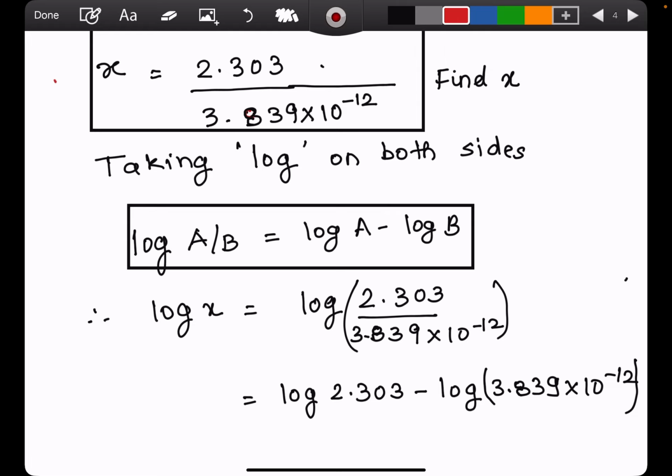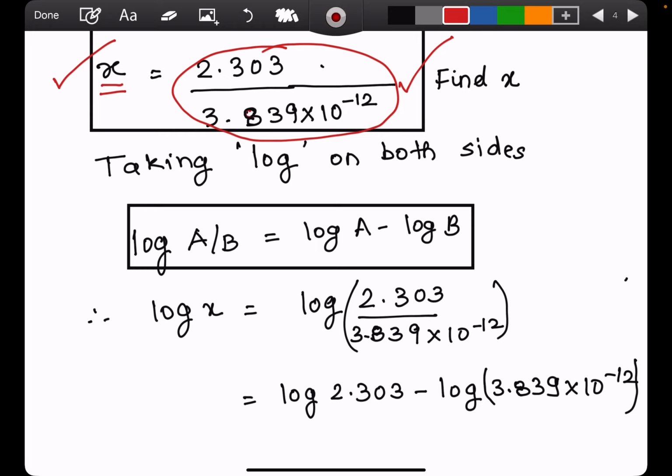The example is of division where you are required to find the value of x, and the question is, in the numerator you have 2.303 and divided by 3.839 into 10 raised to minus 12. So this is the question to be solved. You are required to find the value of x. This appears to be a bit complicated by manual operation, but by logarithmic tables we can easily solve this as will be shown in this video.